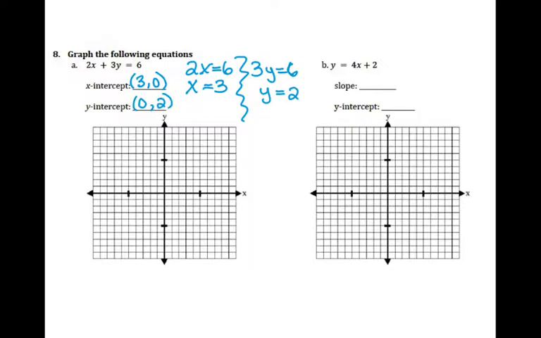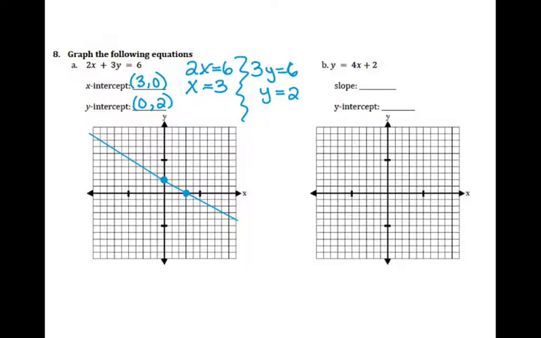y is 2. Now in order to graph that, I am going to plot both of those points. (3, 0), my x-intercept is always on my x-axis, and my y-intercept is always on my y-axis. And I can go ahead and connect those two to draw my line. I think it's pretty straight. Yeah, I think it looks good.